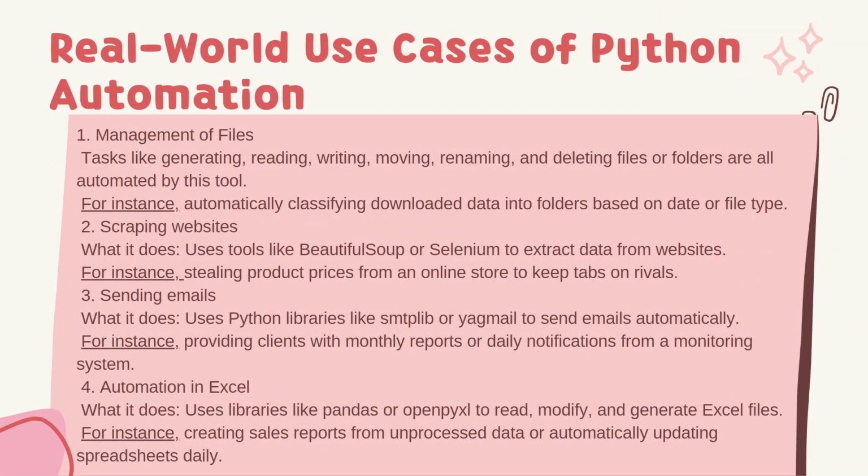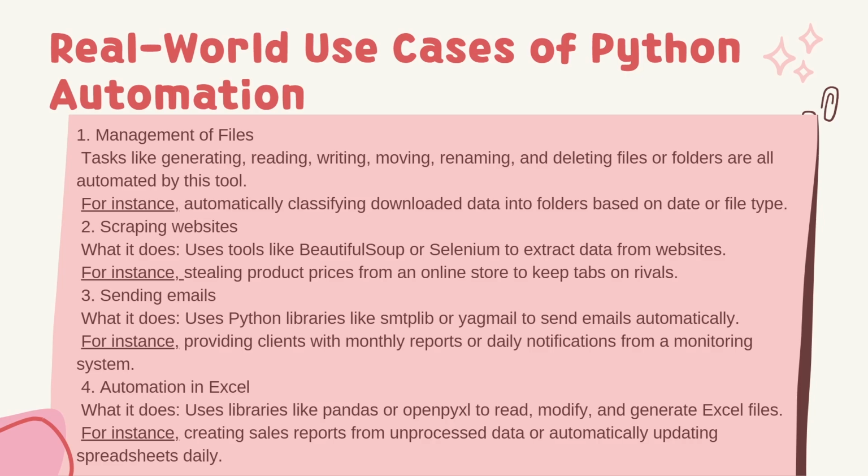So, what are the real-world cases of Python automation? Number one is management of files. Tasks like generating, reading, writing, moving, renaming, and deleting files or folders are all automated by these tools. For instance, automatically classifying downloaded data into folders based on date or file type.